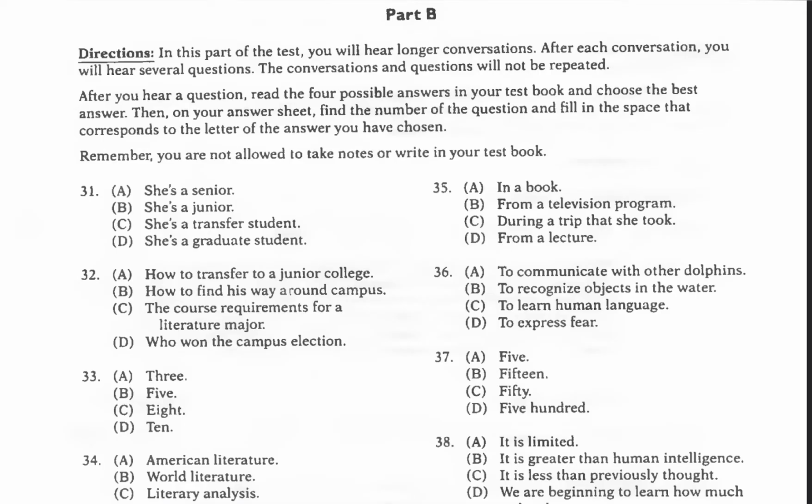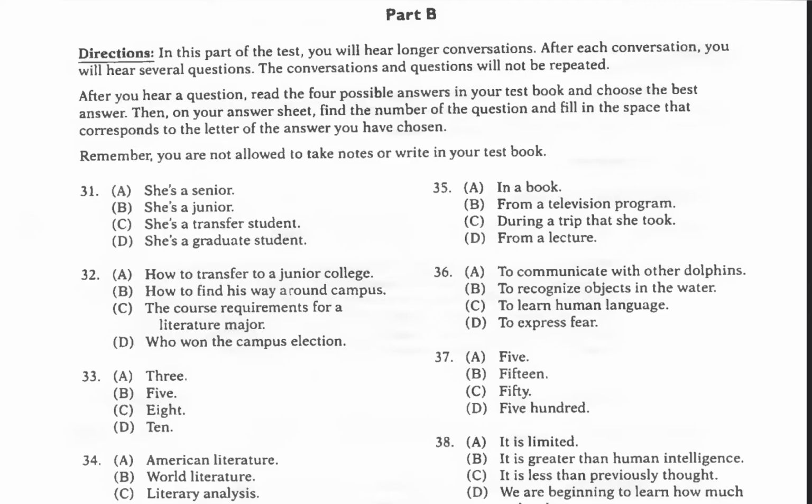Part B. Directions. In this part of the test, you will hear longer conversations. After each conversation, you will hear several questions. The conversations and questions will not be repeated. After you hear a question, read the 4 possible answers in your test book and choose the best answer.